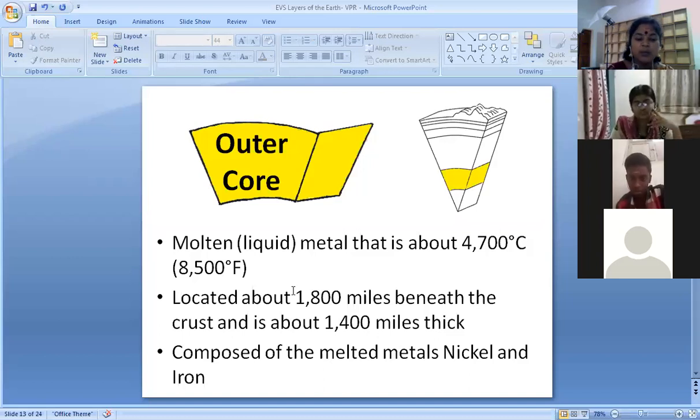Then it is composed of melted metals like nickel and iron. The iron content is very high here. They say the whole Earth is mostly iron. So we could see at the center of the earth nickel and iron.